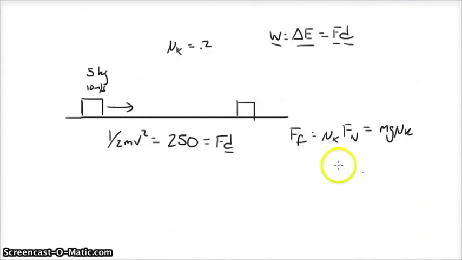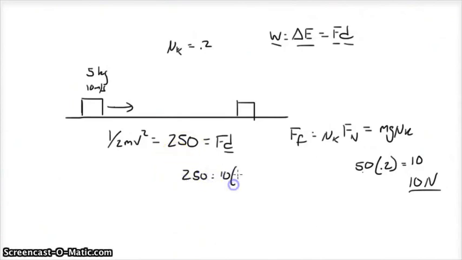So let's go ahead and solve for our frictional force. Our frictional force has a 5 kilogram mass multiplied by 10 meters per second squared for our gravity, which is going to give us 50. And 50 times the value of 0.2 is going to leave us with 10. So the value of our frictional force is 10 newtons. So now let's go ahead and plug 10 newtons into our equation for force here and solve for displacement. That will give us 250 equals 10 times our displacement. So when we solve for displacement, we will get 25 meters.